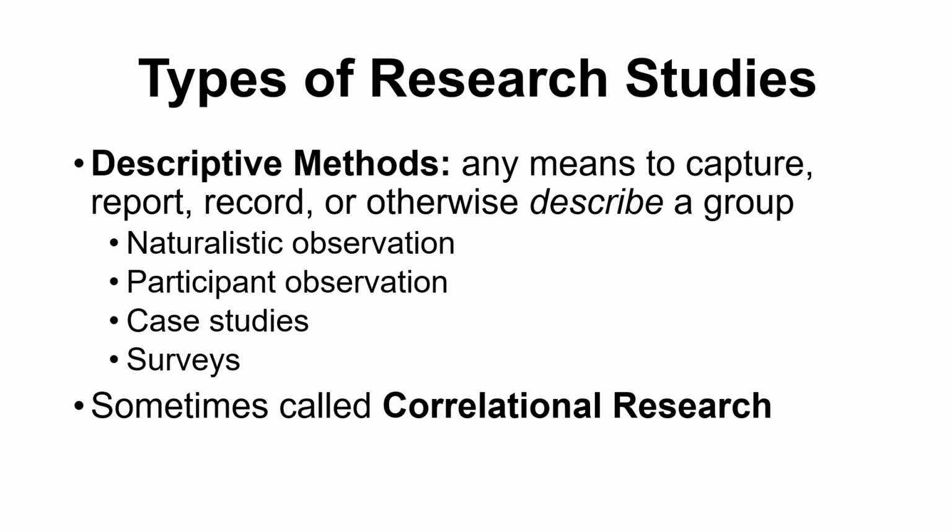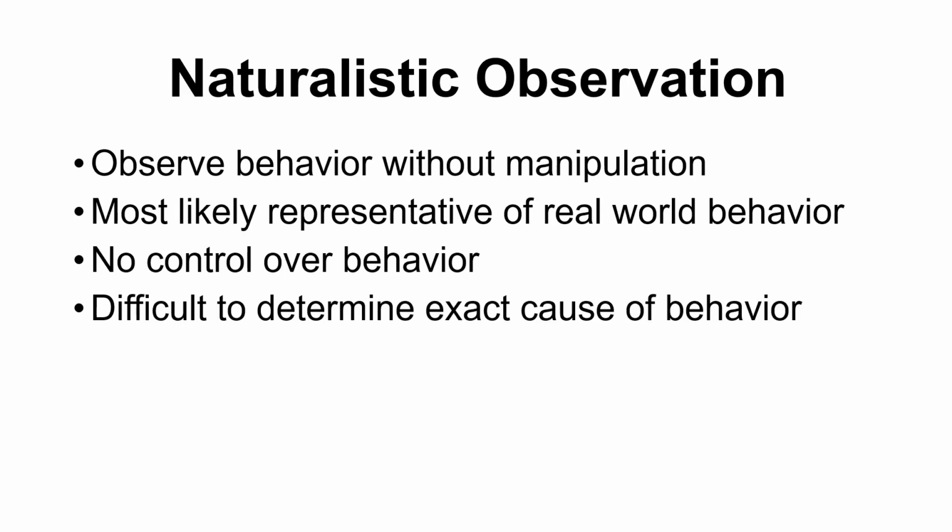So we're going to look at each of these types of descriptive methods, starting with naturalistic observation. For naturalistic observation, you observe behavior without any kind of manipulation. It's called naturalistic because you tend to observe your subjects in nature.